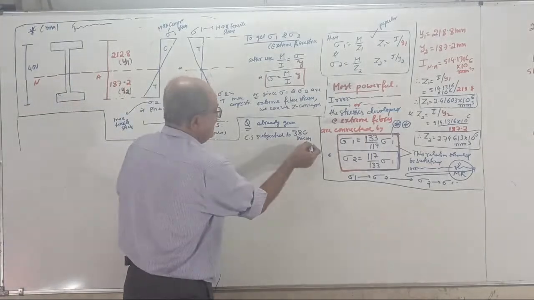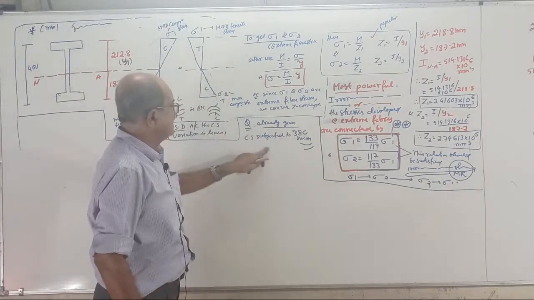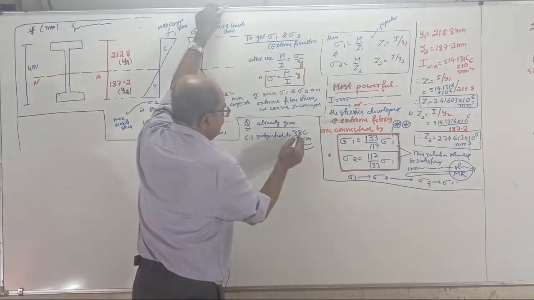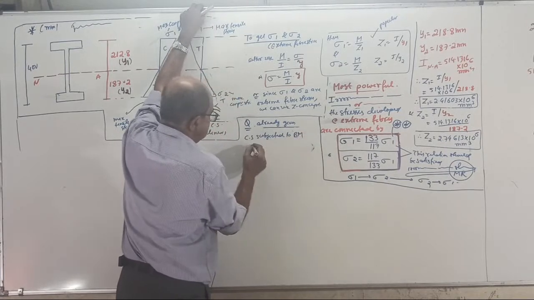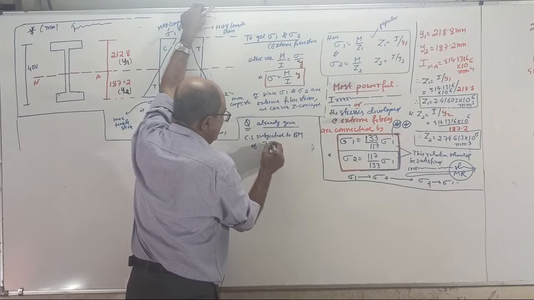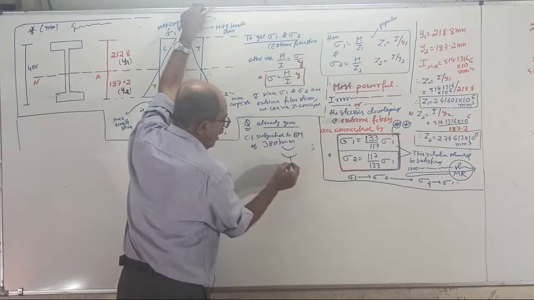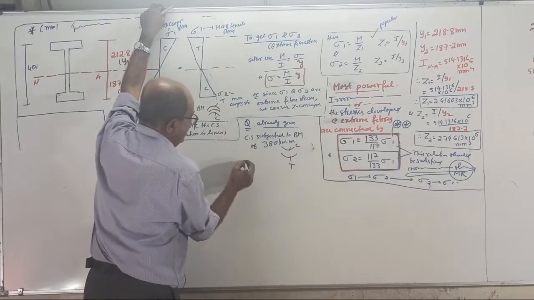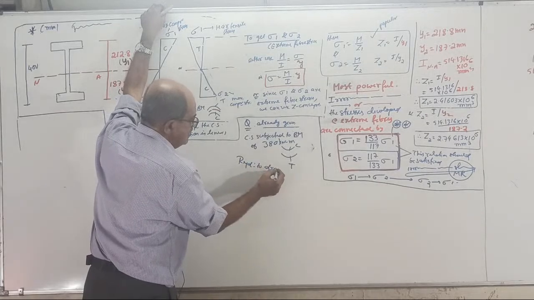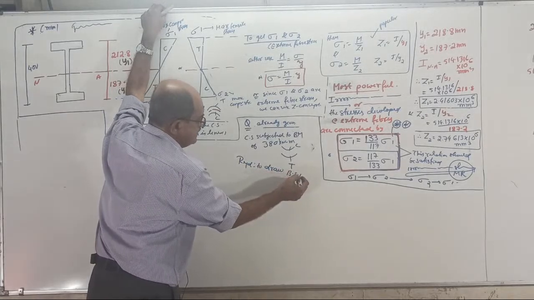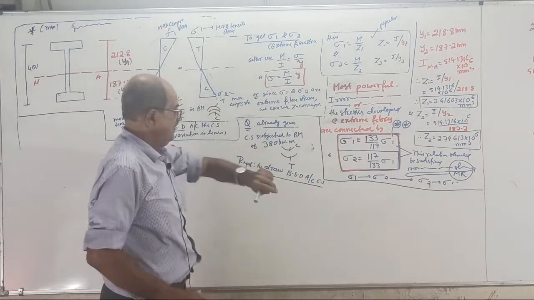That much sagging is given. Right? Question already given. Cross section subjected to sagging BM of 380 kilonewton meter sagging. Okay, so bottom tension, top compression, and you are required to draw the bending stress distribution across the cross section. Yes or no? That was the question.